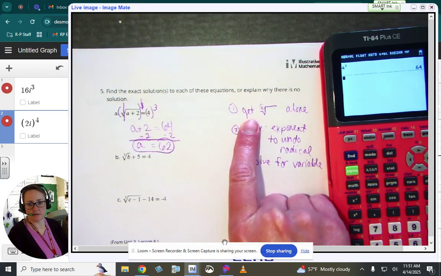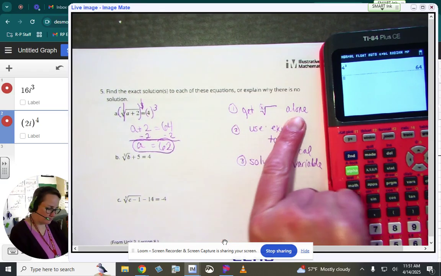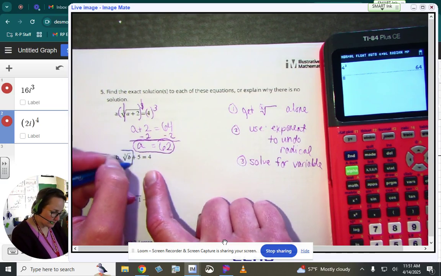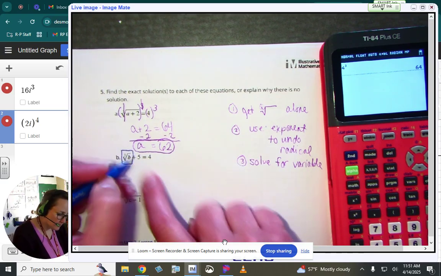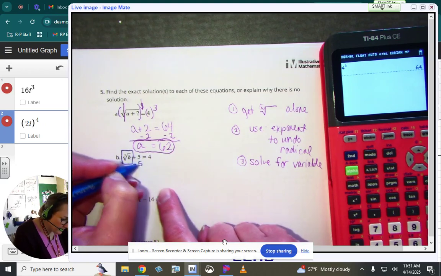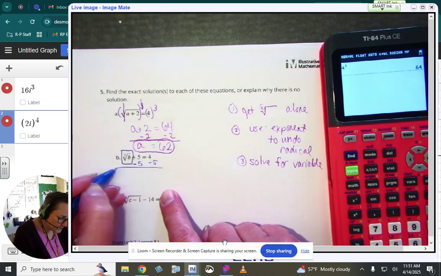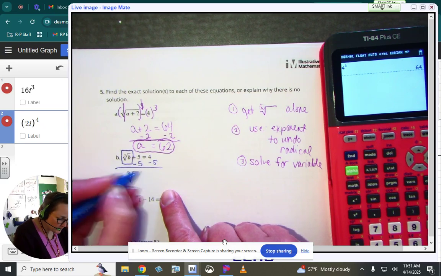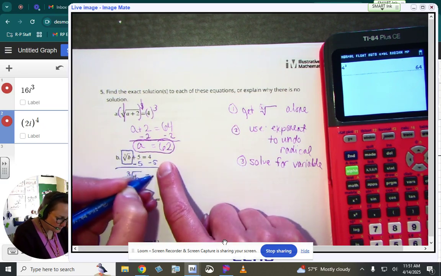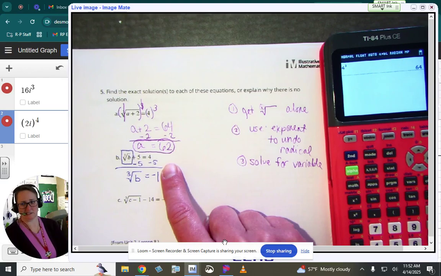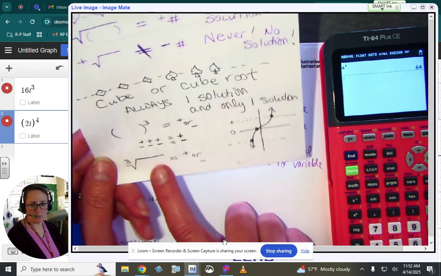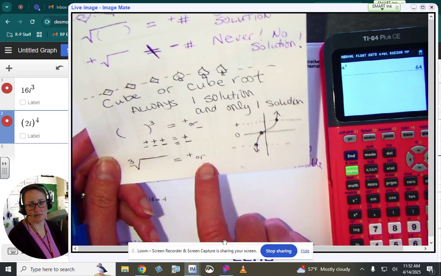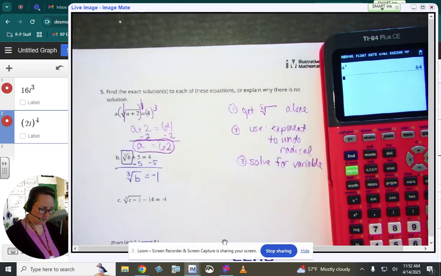Part B, get the radical alone. Right now, here's my radical. I need to deal with this plus 5 before I start solving. Opposite of plus 5 is minus 5. Cube root of b equals a negative 1. Okay, that's all right. My thing told me it didn't matter if it's positive or negative. I'm always going to have one solution, so I'm going to keep on going.